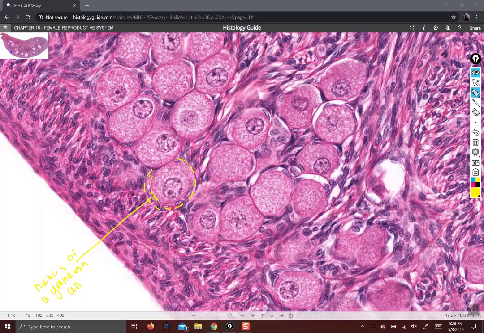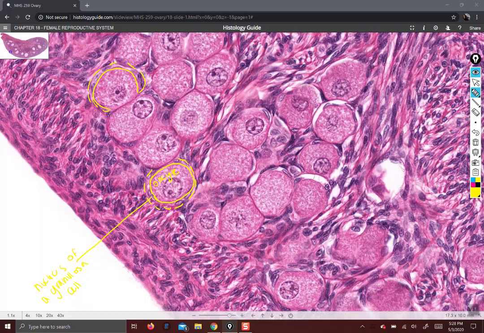This, I might as well make it a solid outline. This is the oocyte. So this is me just showing you, although it may not appear that way, the primordial follicles do consist of more than one cell. So I can also do the same drawing over here. So there's that.